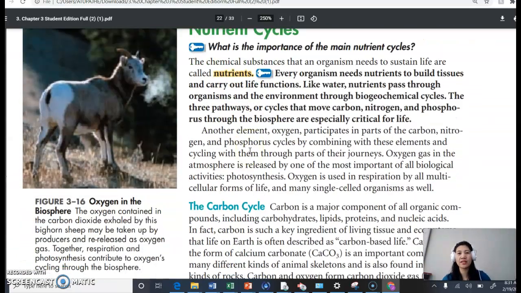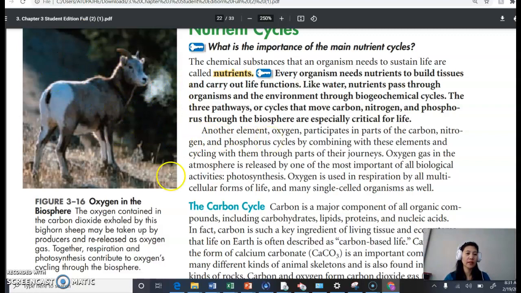We have also nutrient cycles. Why is it important that the nutrients should be cycled? The chemical substances that an organism needs to sustain life are called nutrients. We people, plants, animals, bacteria, and all other organisms, every organism needs nutrients to build tissues and carry out life functions, right? Like water, nutrients pass through organisms and the environment through biogeochemical cycles. The three pathways or cycles that move carbon, nitrogen, and phosphorus through the biosphere are especially critical for life.